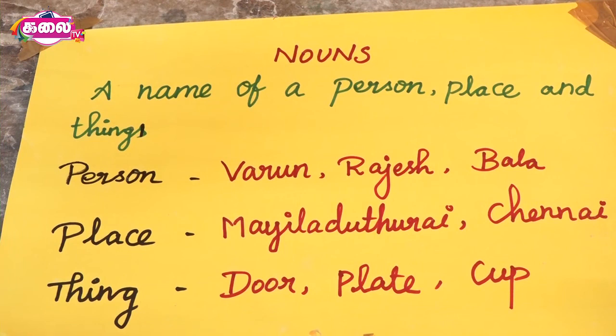At last we learned nouns. What is meant by noun? A name of a person, place and thing is called a naming word or noun.